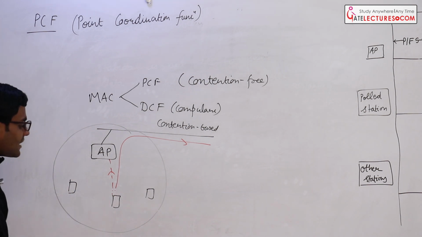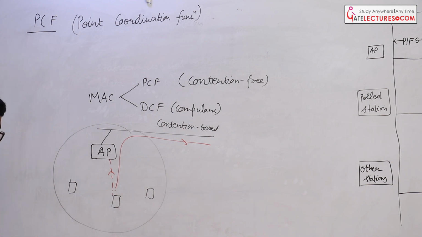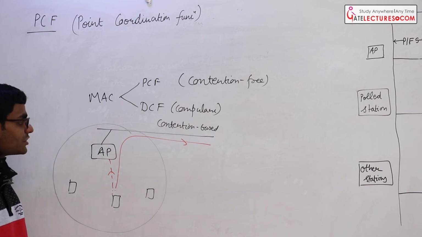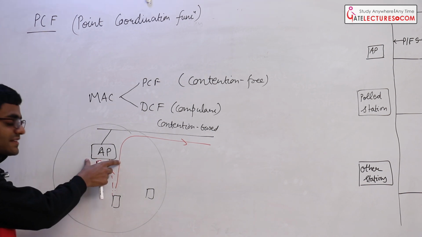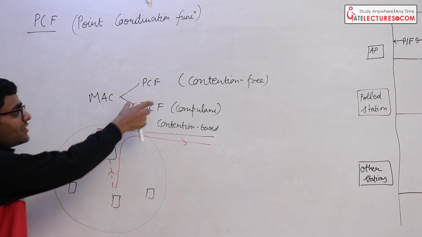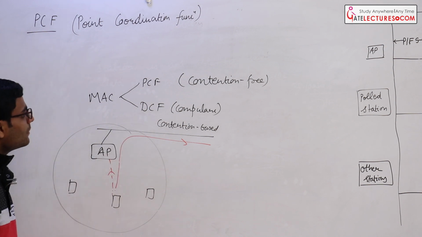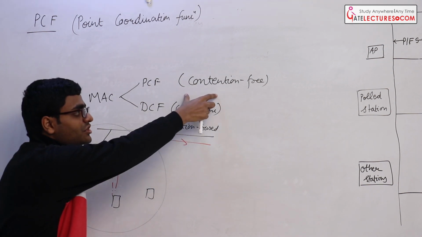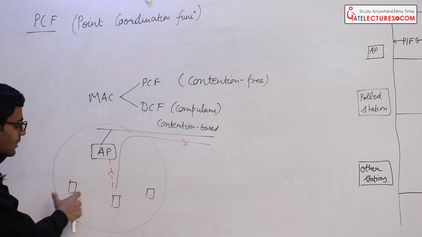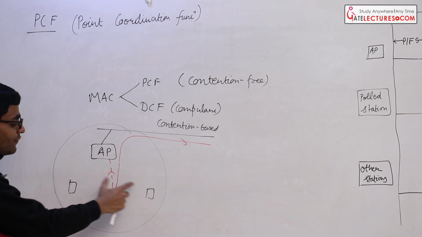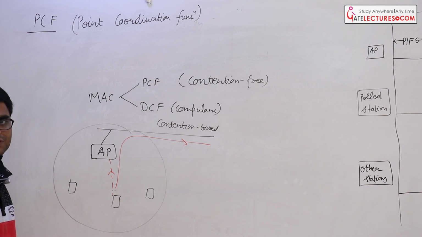So for this kind of scenario, when I want to give priority to some station to get access to the channel, what we do is use a centralized base station, which is the access point, and it runs the PCF protocol, which provides contention free services. So this access point will poll among the stations to which it wants to give contention free services.